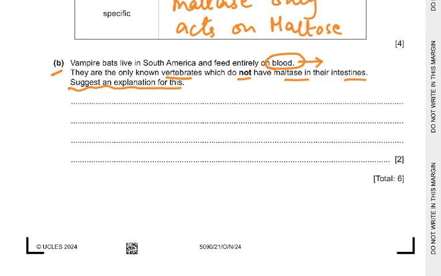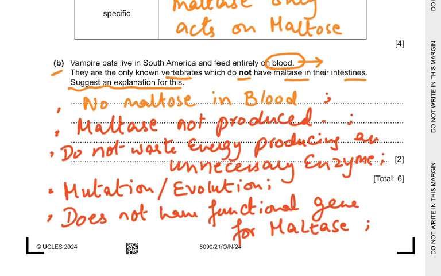They do not waste energy producing an unnecessary enzyme. Maybe it is a result of mutation and evolution, and over a period of time, this does not have a functional gene for maltase. So: no maltose in blood. Maltase not produced by these vampire bats, as they do not waste energy producing an unnecessary enzyme. It could be a result of mutation and evolution, and does not have a functional gene for maltase.